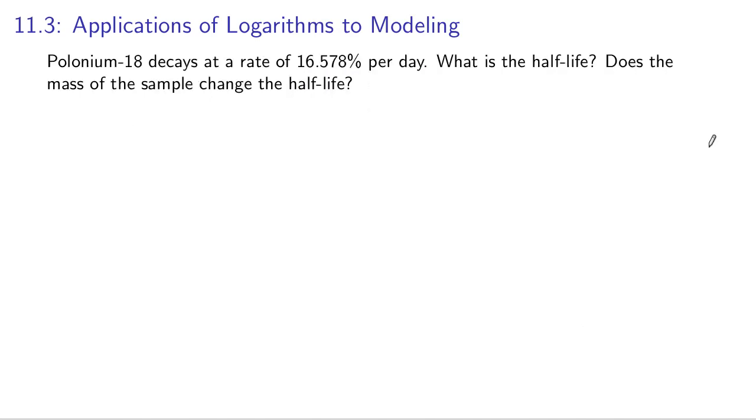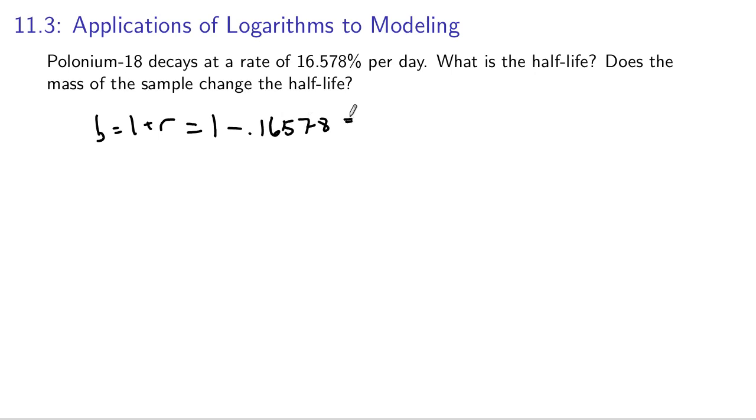Polonium-18 decays at a rate of 16.578% per day. What is the half-life of polonium-18? So to find the half-life from the decay rate, think about the factor part of the exponential decay. So first, let's find b. So b is 1 plus r. R here is negative 16.578%, so negative 0.16578.